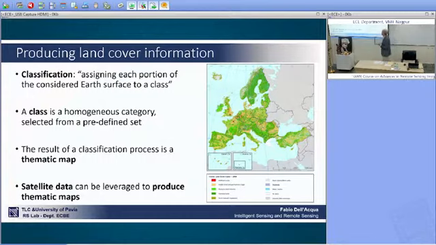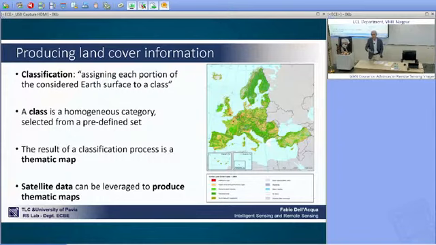Okay. So what is land cover classification? What is classification in the first place? Classification means assigning each portion of the considered Earth surface to a class. Okay. What is a class? Well, this definition, if you take away considered Earth surface, is a general definition of classification.